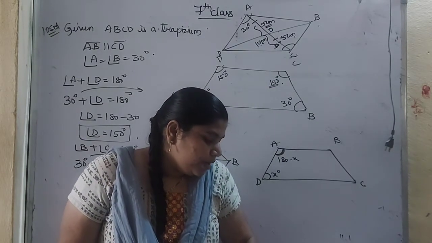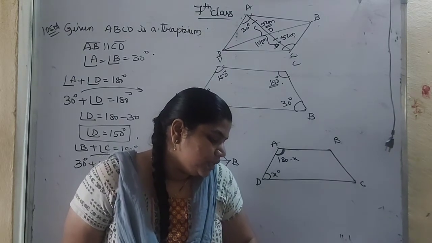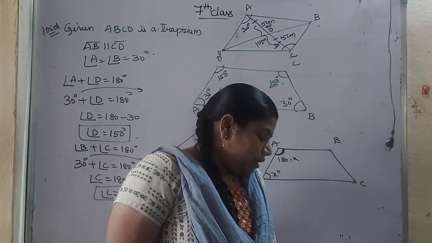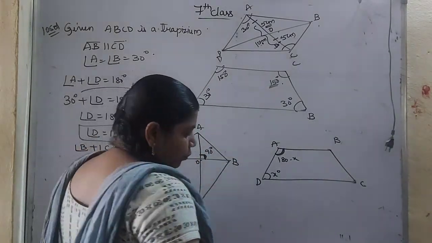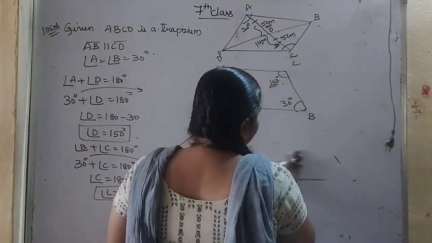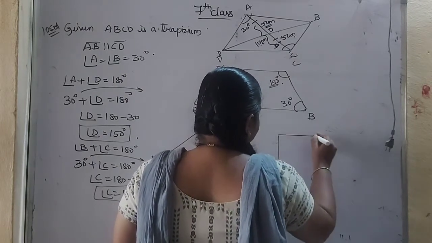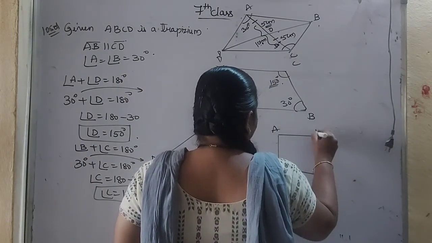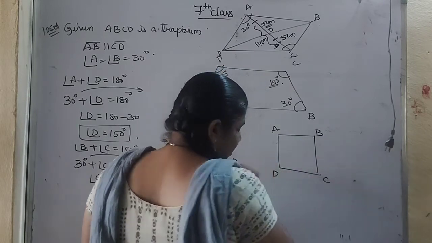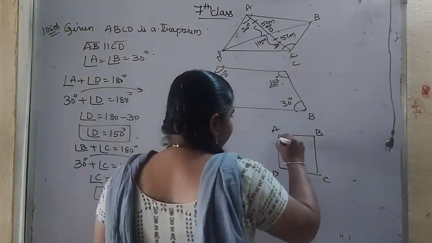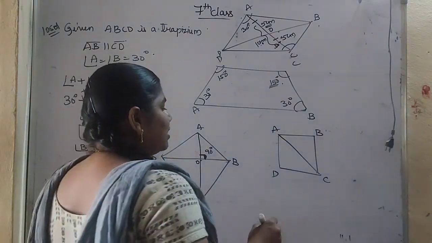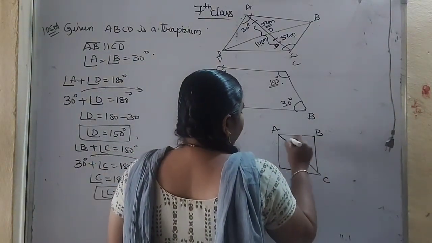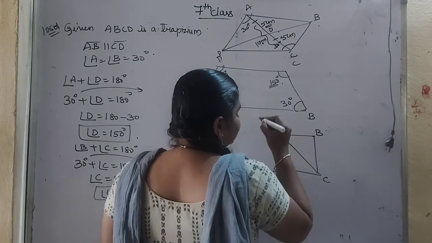Next, in a square ABCD, the diagonal AC is drawn, then angle BAC is equal to how many degrees? So they are asking about a square ABCD. I am drawing one square figure here. A, B, C, D is a square and this is the diagonal AC, and they are asking about BAC. So how much is this angle?